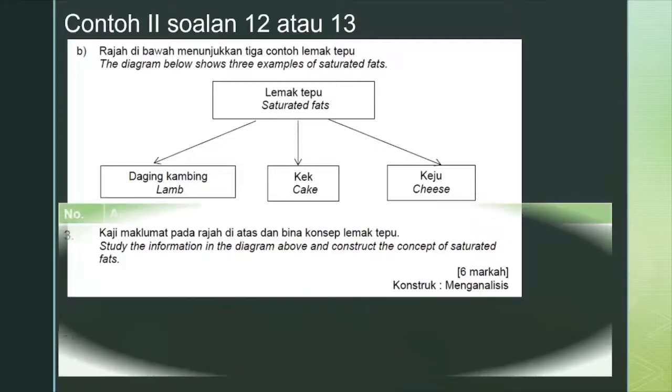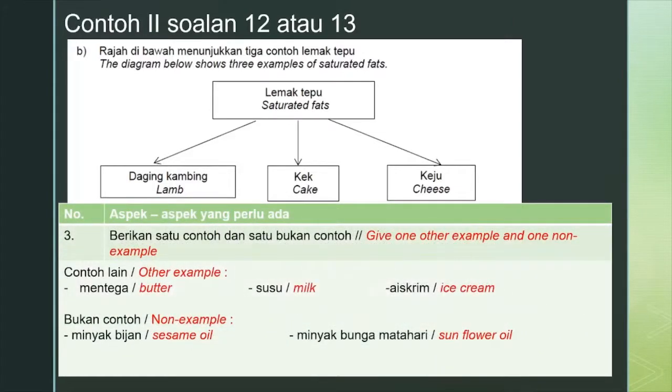So, teruskan. The third aspect, berikan satu contoh dan satu bukan contoh. Give one example and one non-example. So, contoh lain, kita ada mentega, susu, ice cream. Pilih satu saja. We can choose one from other example: butter, milk and ice cream. So you just choose one. Bukan contoh pula, non-example: minyak bijian, minyak bunga matahari, sesame oil and sunflower oil. So you choose either one.